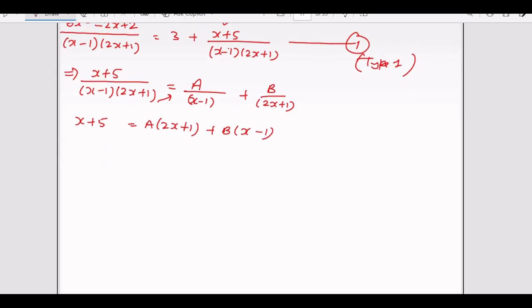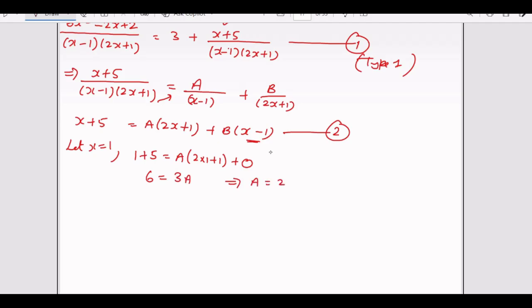Using the same way, we will make one of the coefficients of A and B zero. Then we will find the values of A and B. So if I take x equals 1, then the left hand side is 1 plus 5 equals A into 2 times 1 plus 1, and plus B into 1 minus 1, the second term is going to become 0. So this is 6 equals 3A. This gives us A equals 2.